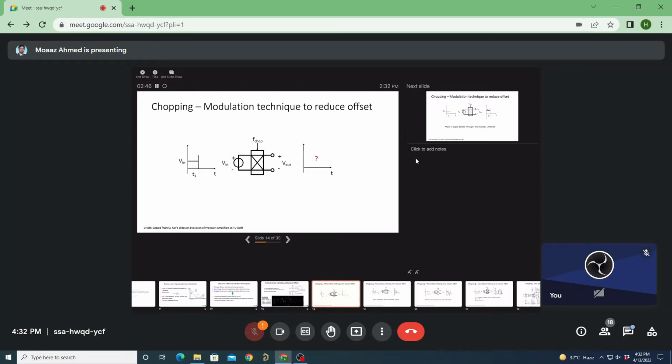Okay. So chopping is basically very simple. Let's see, we have a DC signal, V in. We have a set of switches, basically polarity reversal switches. During this phase, the input is just passed through the chopper, these polarity reversal switches, unchanged. So at the output, you observe the same DC as it is.